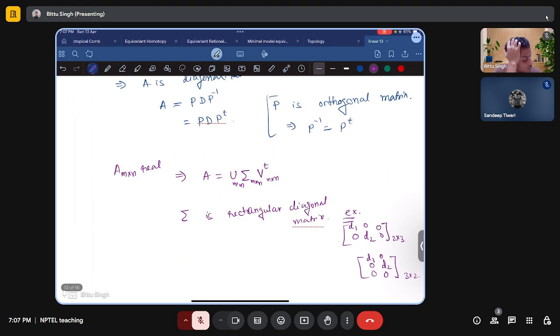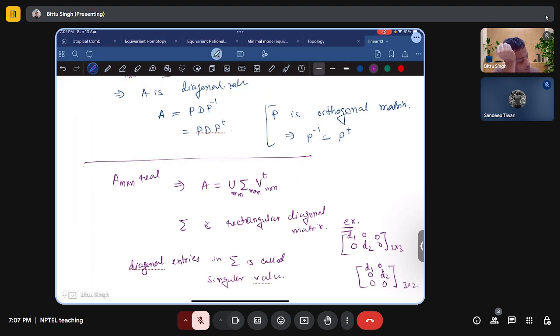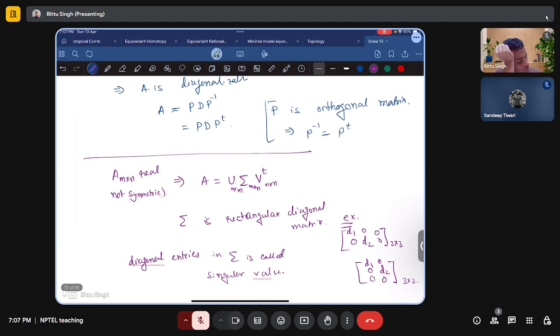Diagonal entries in sigma are called singular values. Not necessarily symmetric.